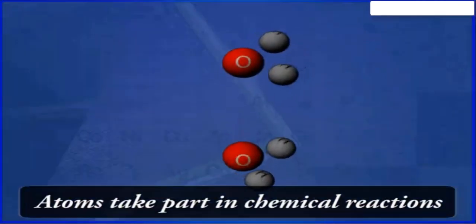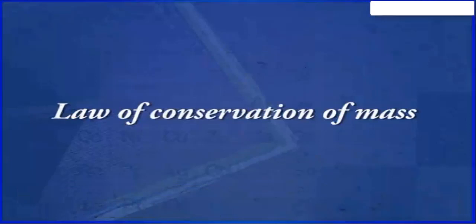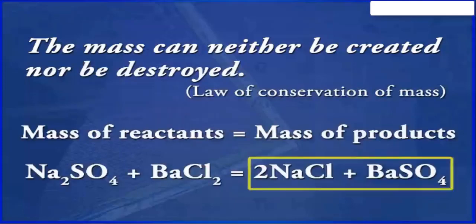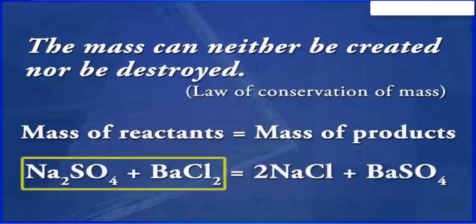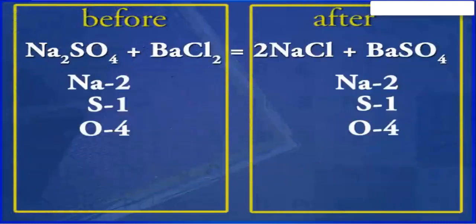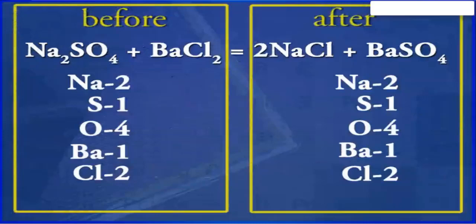Now, we know that atoms take part in chemical reactions. And according to the law of conservation of mass, mass can neither be created nor be destroyed in a chemical reaction. Thus, the total mass of the elements present in the products of a chemical reaction must be equal to the total mass of the elements present in the reactants. This means that the number of atoms of each element remains the same, both before and after the completion of a chemical reaction.